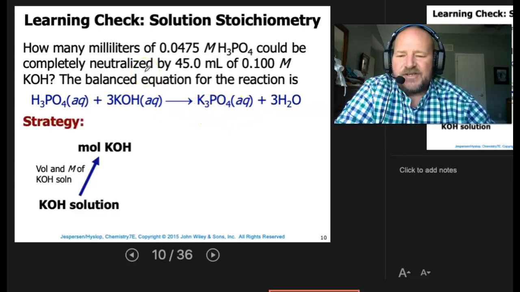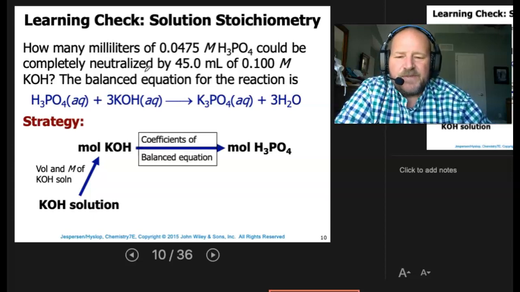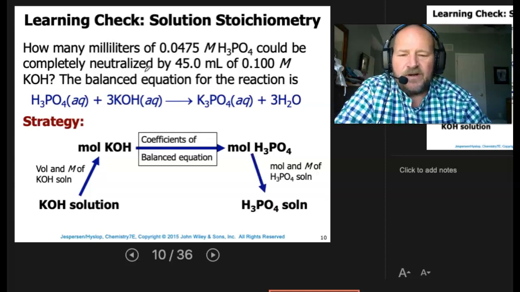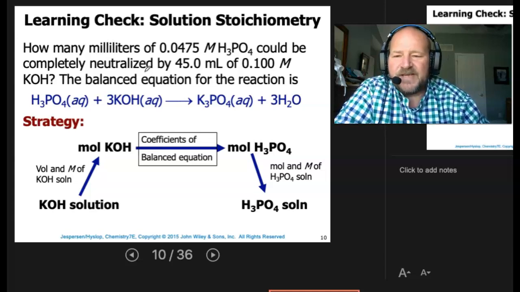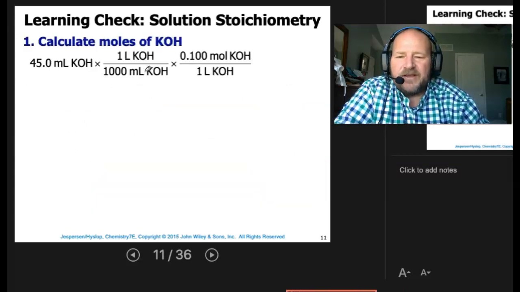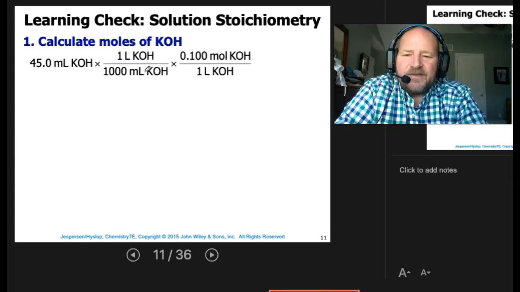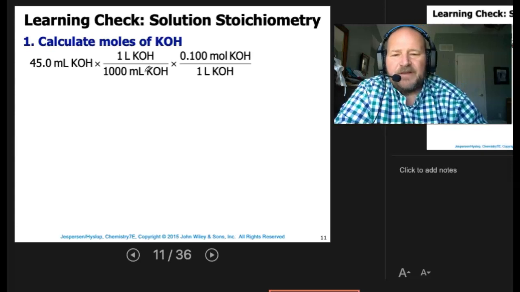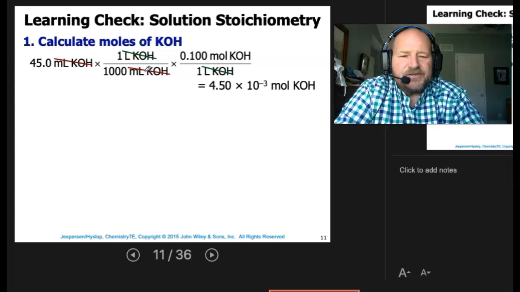So again, the strategy, we're going to take the KOH solution, get to the moles of KOH. We'll use our balanced chemical reaction, get from moles of KOH to moles of H3PO4, and then finally calculate our molarity or volume, whatever it's asking for. It says how many milliliters, so we'll be looking for the volume of H3PO4. So calculate moles of KOH. We'll take 45 milliliters of KOH, convert that to liters, multiply that by the molarity. Everything will cancel out to give us moles of KOH.